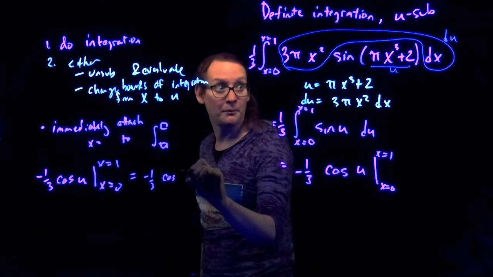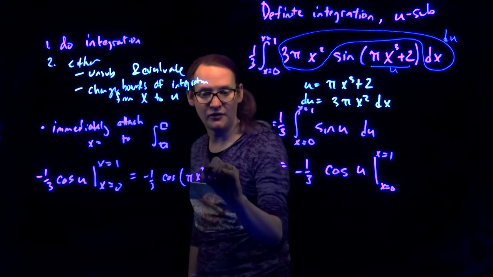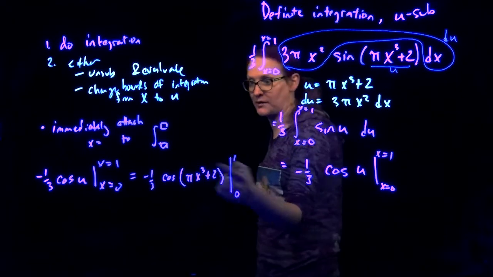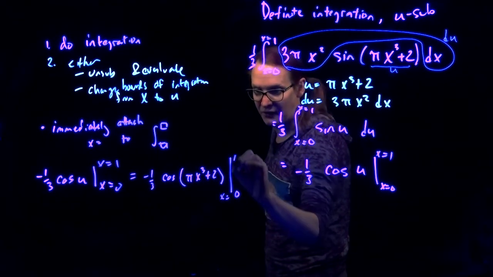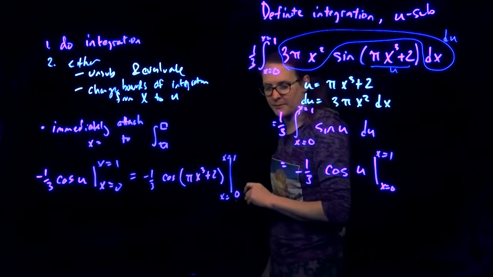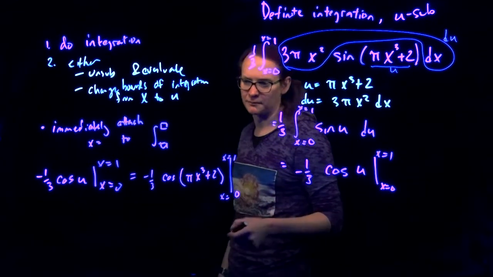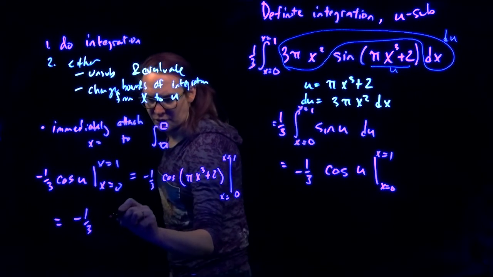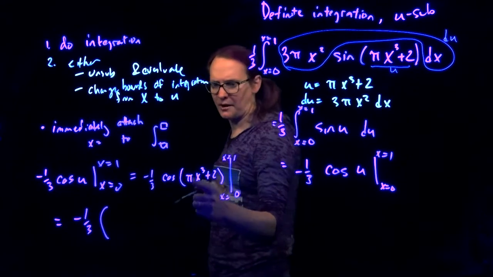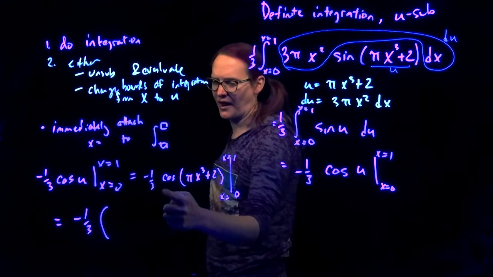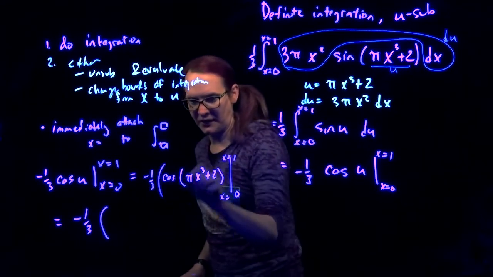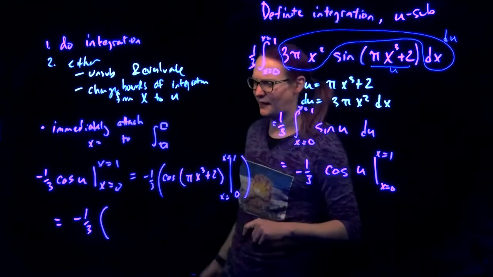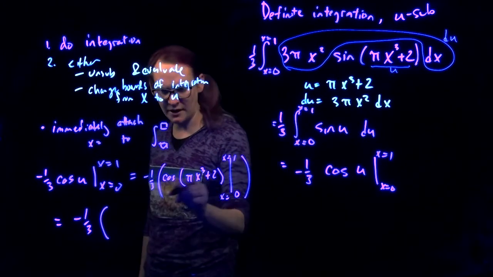of pi times x cubed plus 2 evaluated from, and now I can write 0 to 1 because I'm back in terms of x's, but I think it causes no harm to keep writing my x's. So I'm going to keep writing them. So this is equal to minus a third of, whenever I have factors like this on the outside, I like to just group it like this so that I don't have to have the minus a third on the inside. I think that generally helps me stay on the right track.